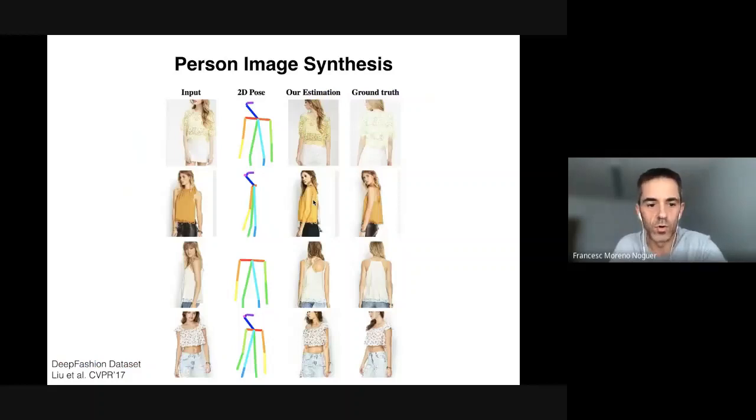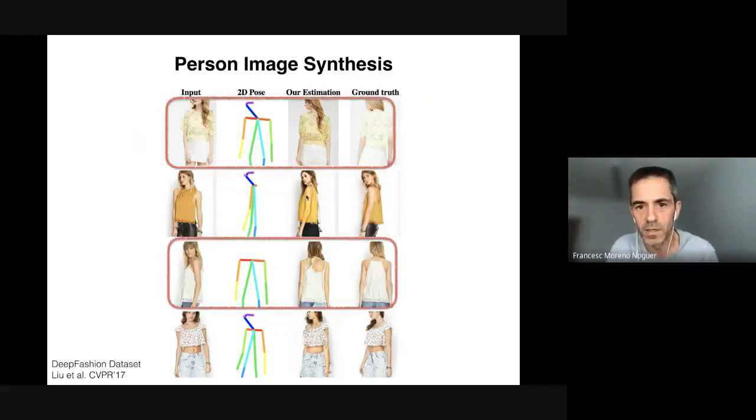I'll jump to some results. On the left column, I show you the input image. On the second column, the 2D estimated pose, our estimation here, and the ground truth. And you see that there are some results, especially this one where the input image is the person seen from the front, and we can achieve some kind of estimation of the person as it would be seen from the back, or also in this case, right? So the results are quite impressive.